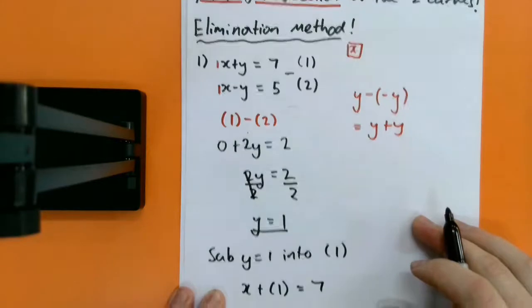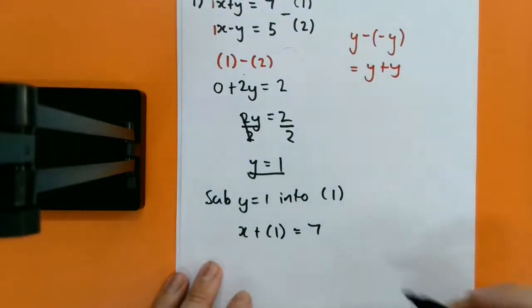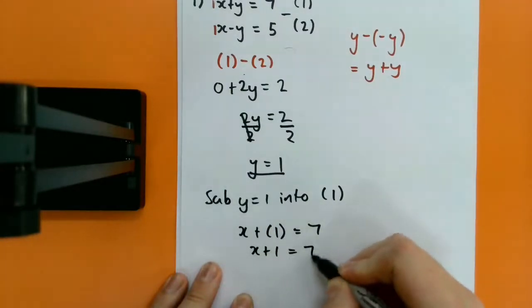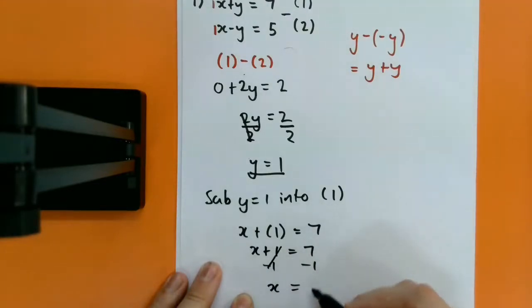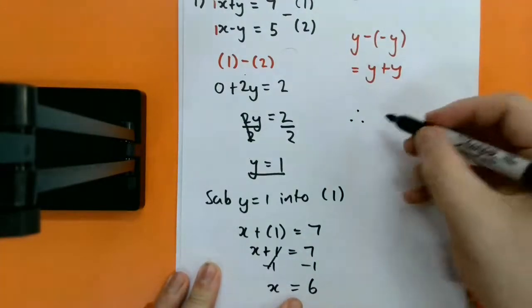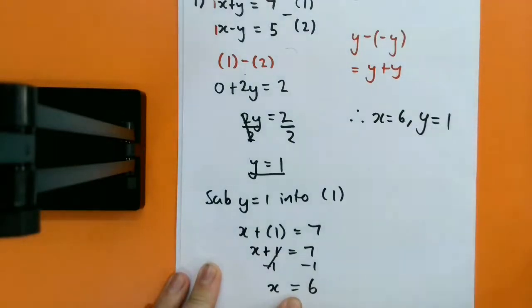Now I'll just move this up so you can actually see properly what we're doing and where we're heading. So x plus 1 is equal to 7, looking like this. The only variable in this equation is x, so we can solve this by minusing 1 from both sides. So we end up with x is equal to 7 minus 1, which is 6. So our solution to this simultaneous equation is x is equal to 6 and y is equal to 1.